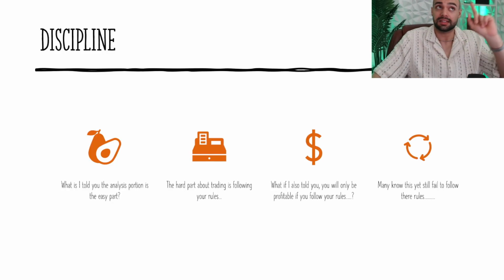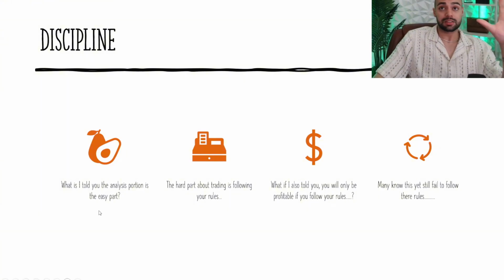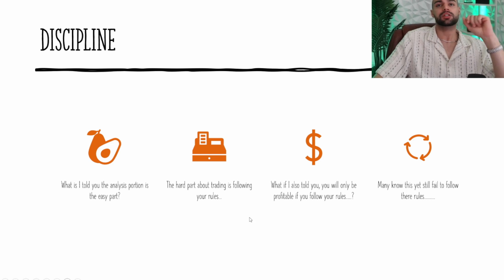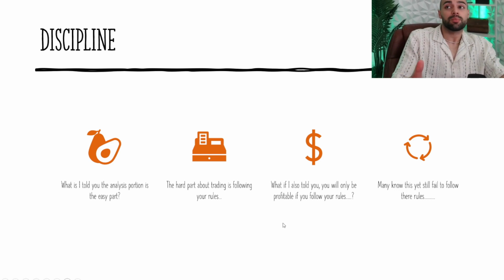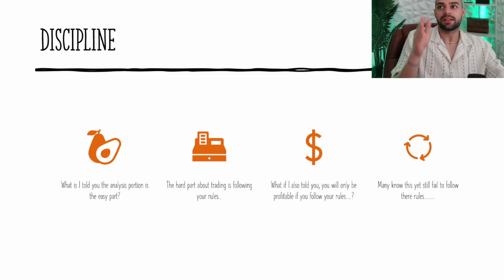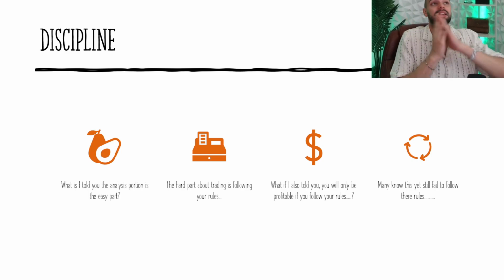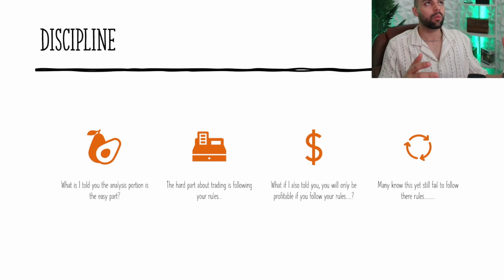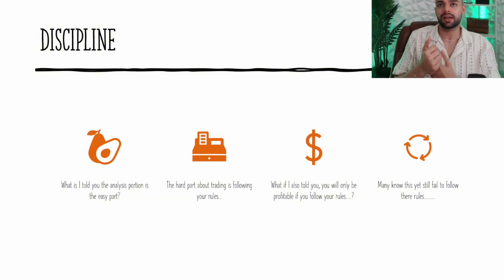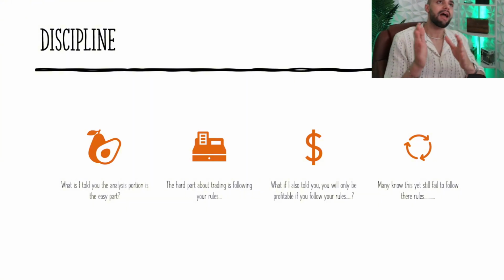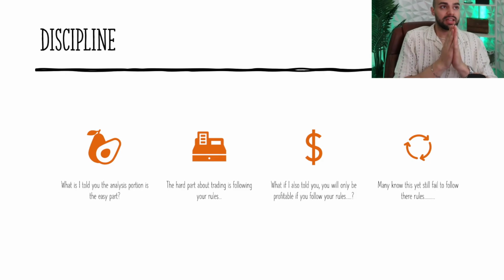So again, we're going to say this again. The analysis portion and the risk management portion are the easy part about trading. The hard part is following your rules. What if I also told you you will only be profitable if you follow your rules? Many still fail to do so. Many have really good analysis. Many can read the market very, very nicely. Many are very good at winning, but they have that one day where they just go on tilt and they blow everything.